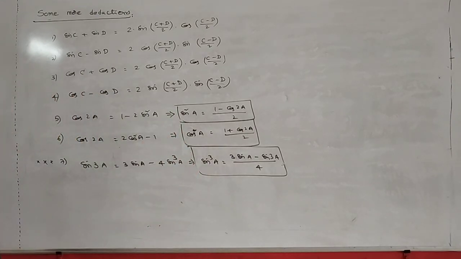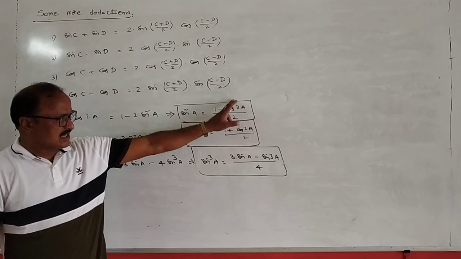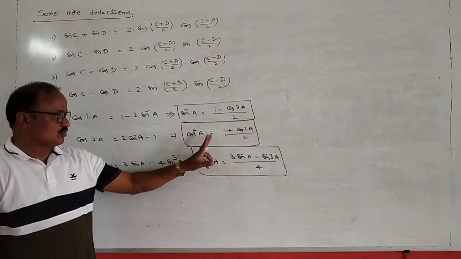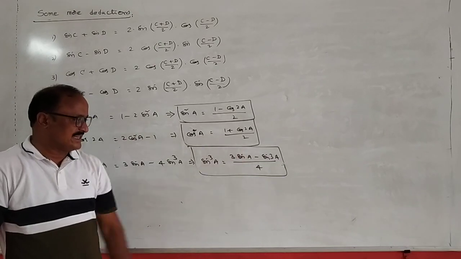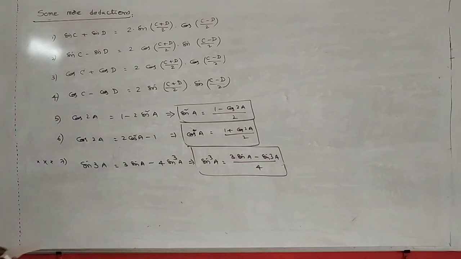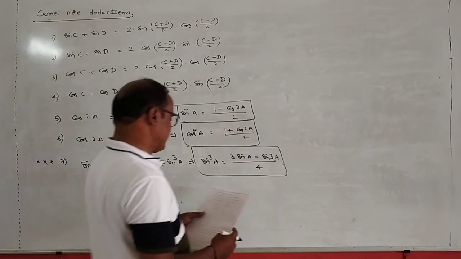Sin cube a is equal to (3 sin a minus sin 3a) by 4. Sin square a means 1 minus cos 2a by 2, cos square a is 1 plus cos 2a by 2, sin cube a is 3 sin a minus sin 3a by 4. Okay. Here there is one another relation, properties of triangles. Or see one example here.